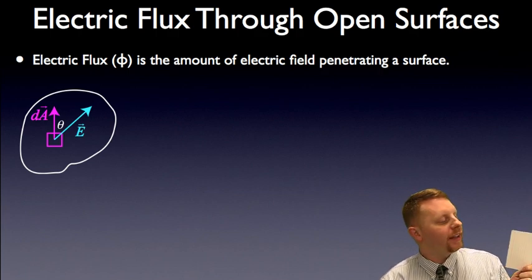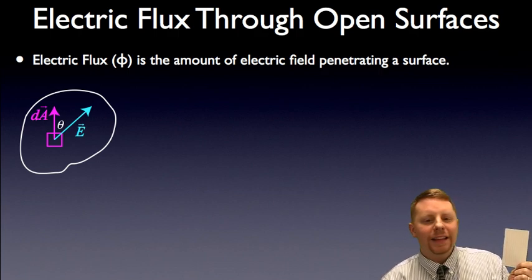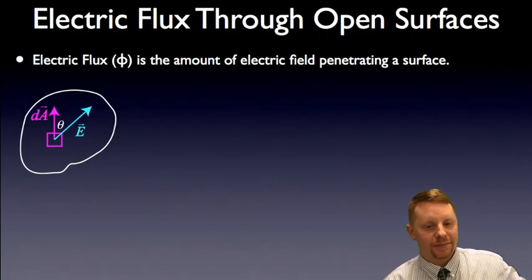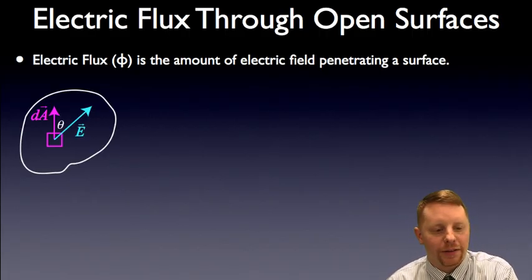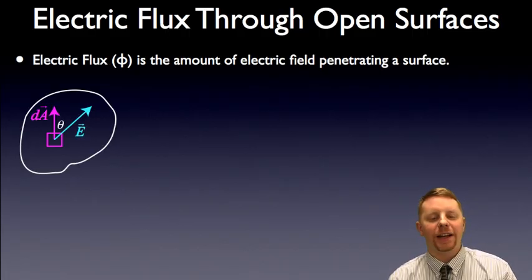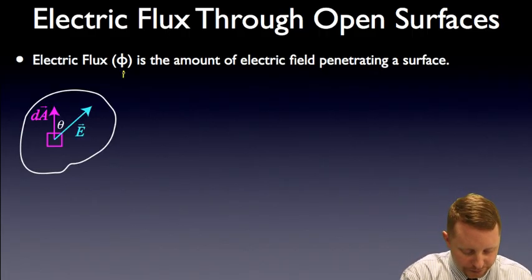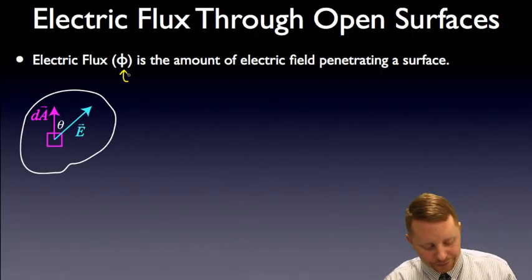If I turn it perpendicular, however, not nearly as much is going through the surface. I have much less flux. That's what we're talking about when we talk about electric flux, the amount of electric field that penetrates a surface. The symbol for it is the Greek letter phi.